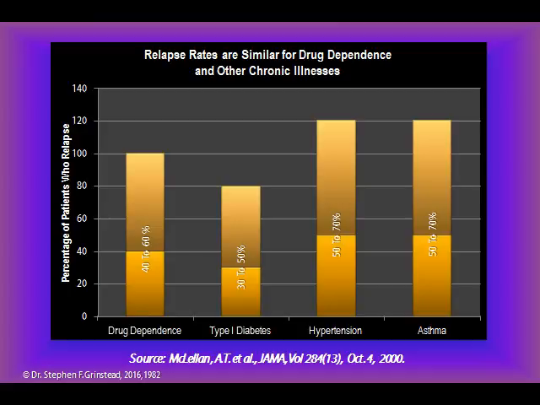On this slide, you can see graphically some of the differences. For drug dependence or addiction, there's a 40 to 60% relapse chance. For type 1 diabetes, 30 to 50%. For hypertension, 50 to 70%, and for asthma, 50 to 70%. So they're similar, for drug dependence to other chronic illnesses. And we've got to start treating this as a disease, and not just with lip service, but with the way we interact with it, especially when it comes to relapse.